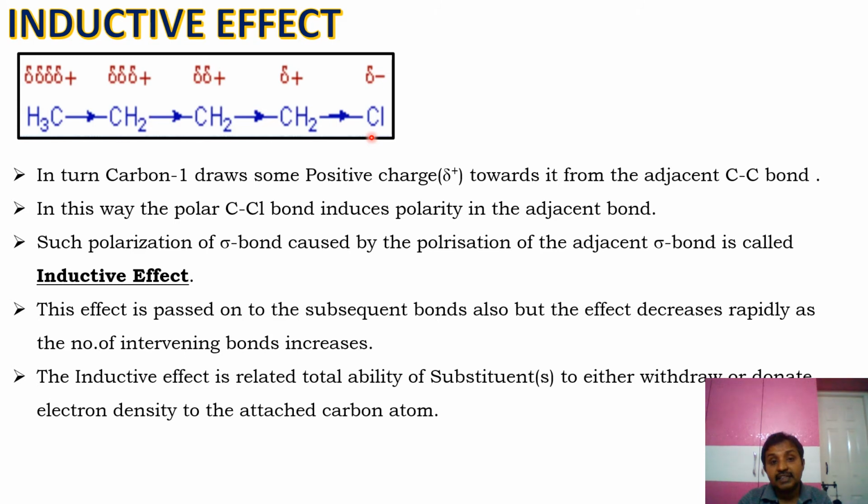It is attracting the electron pair through the sigma bond, and this alkyl group is supplying the electron density. So the chlorine is called an electron withdrawing group, whereas the alkyl group, this carbon chain group, is called an electron donating group.